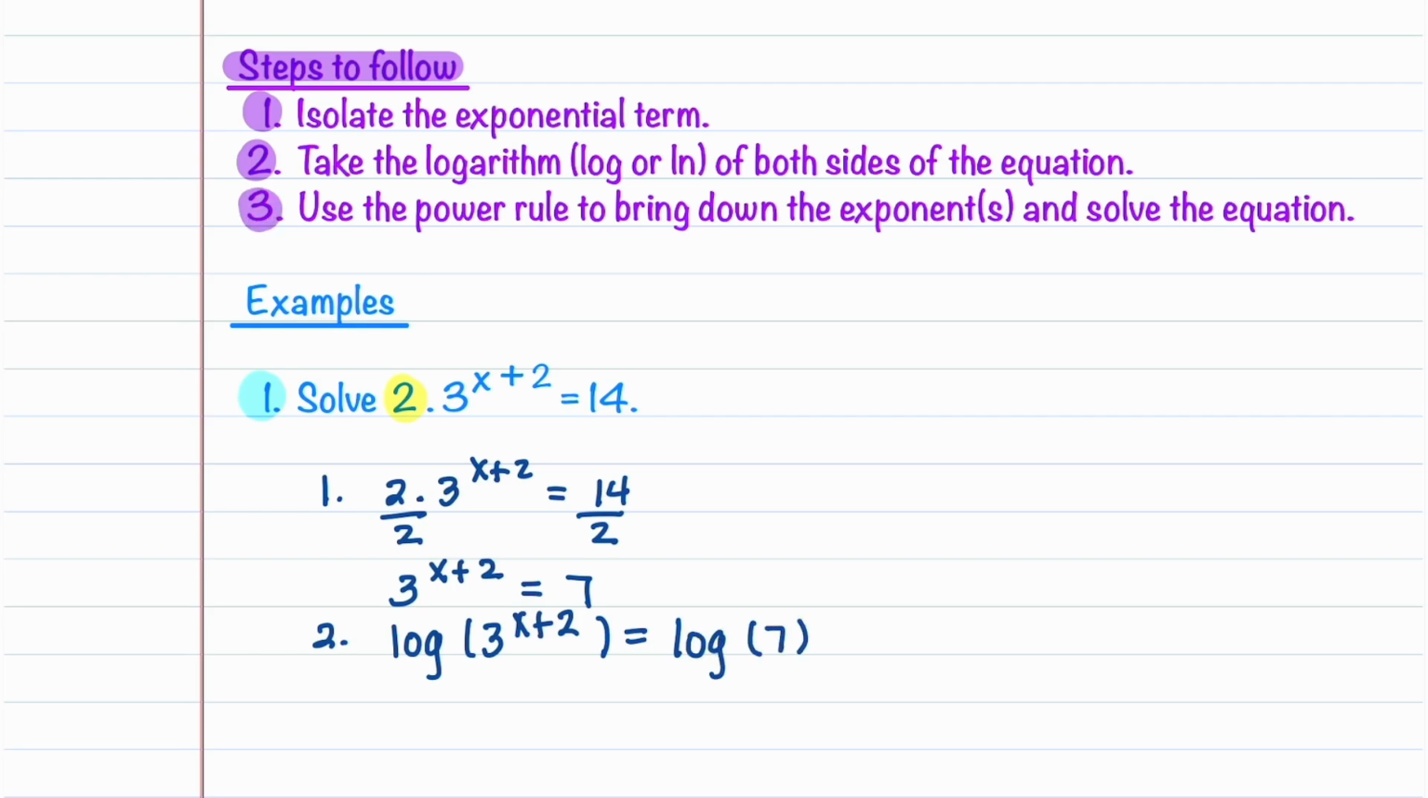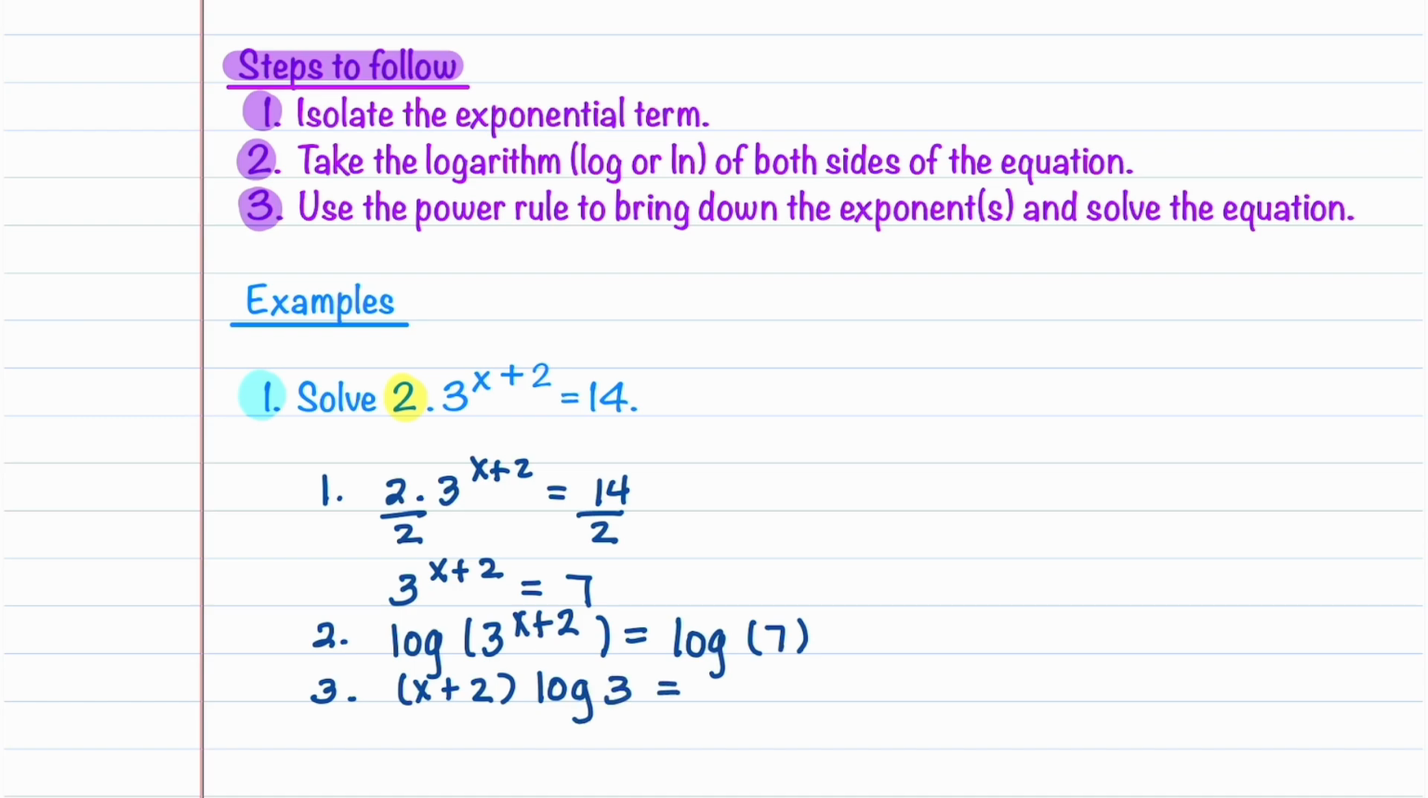Let's look at our third step. Our third step says to use the power rule to bring down the exponent and solve the equation. That's the whole reason that we took the log, because you can use that power rule and get the variable out of the exponent. We're going to pull down the x plus 2. So we have x plus 2 log 3 is equal to log of 7.